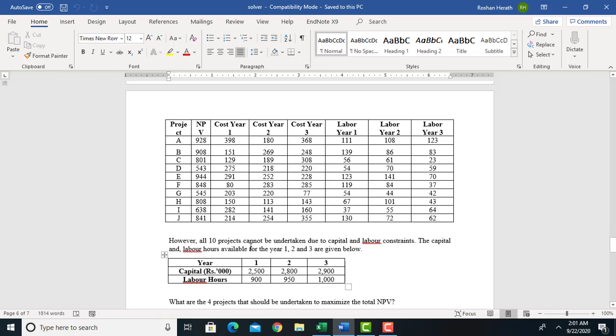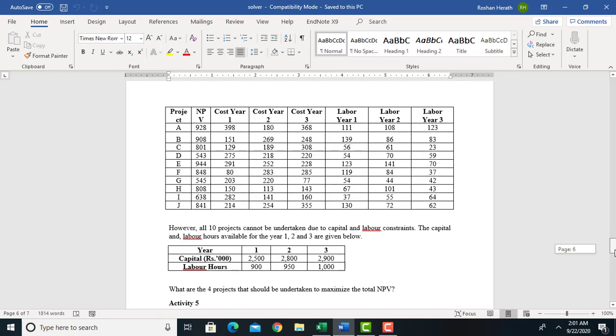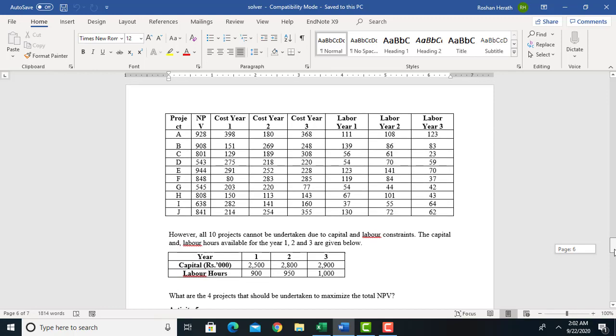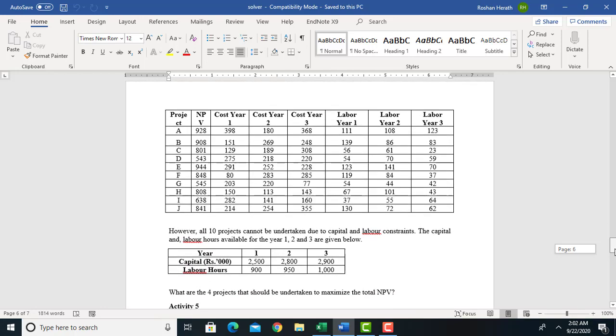It says that, however, all 10 projects cannot be undertaken due to capital and labor constraints. As always, you can see that several constraints are there. The capital and labor hours available for year 1, 2, 3 are given below. So here you are given the money that is available in the first 3 years of the project, as well as the labor hours available in the first 3 years. What are the 4 projects that should be undertaken to maximize the total net present value?